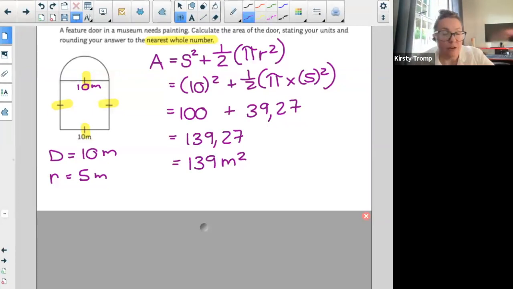Be careful. Make sure you're following the instructions. If you do it separately, calculating the area of the square first, and then the area of the semicircle, and then you add them together, you're going to get the same answer. So that's fine. I just put it for you in one formula.